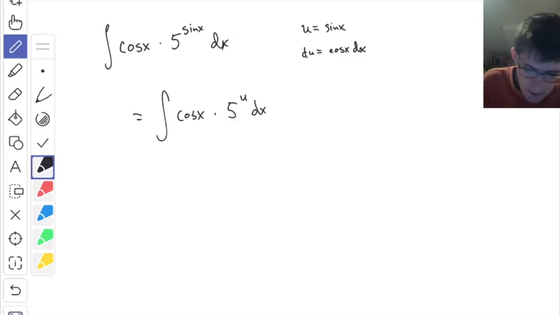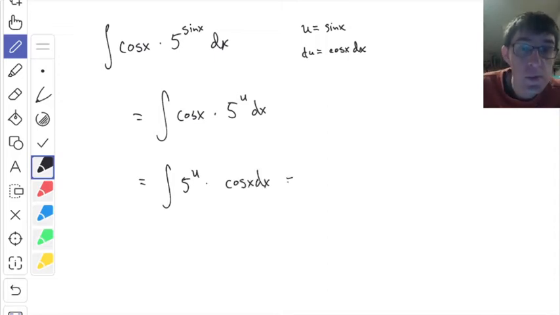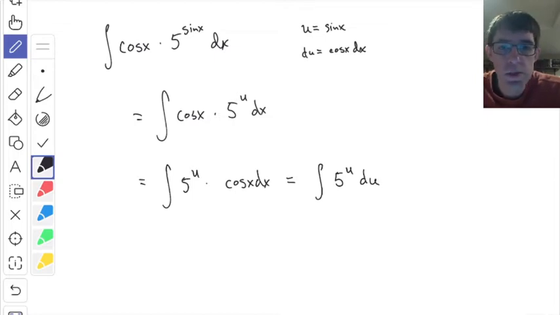And then, as I like to do, I'll write the u stuff at the beginning, and everything that's left over is cosine x dx. I made this one up so that it would work pretty easily. That cosine x dx is du. So this is just the integral of 5 to the u du.